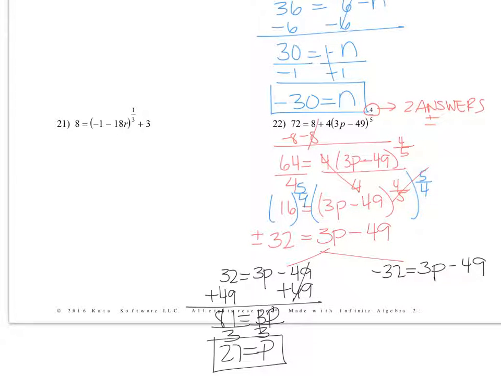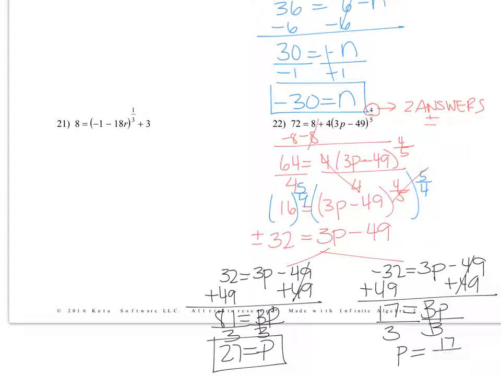So one value is 27. We're going to add 49 here. So those are your two answers.